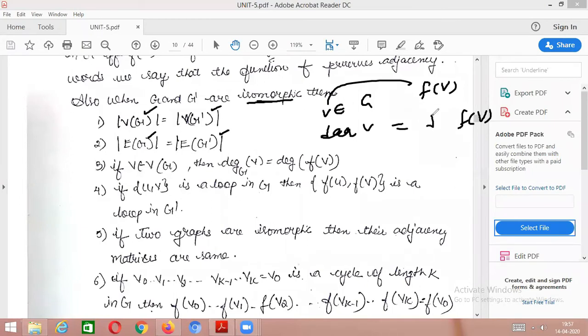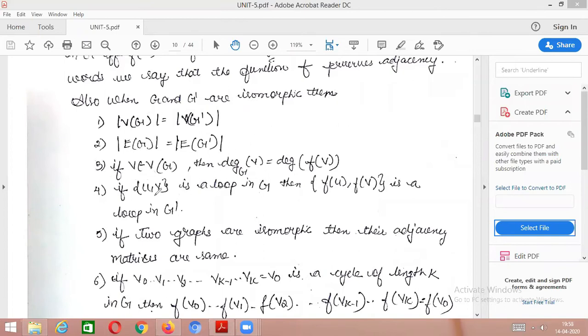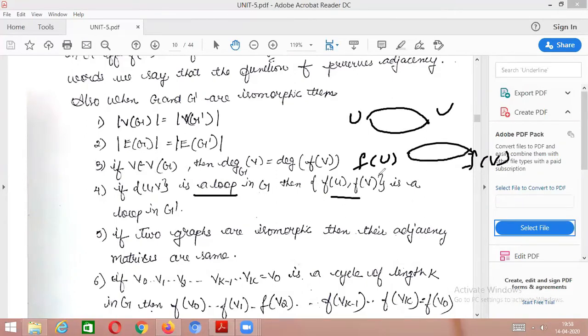One more time: if v is a vertex in G, its degree is the degree of v. Its image is f of v, with degree of f of v. These both will be the same when the two graphs are isomorphic. Next, if u comma v has a loop in G, then f of u comma f of v has a loop in G dash. Loop means a closed edge. Then f of u, f of v also has a loop when the graphs are isomorphic.